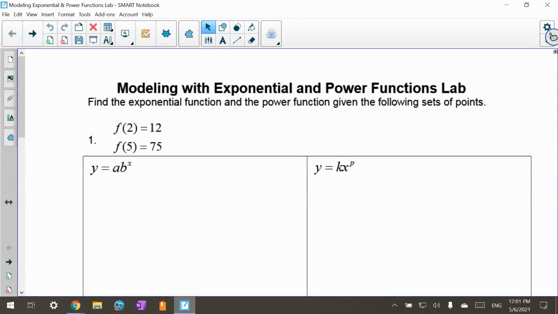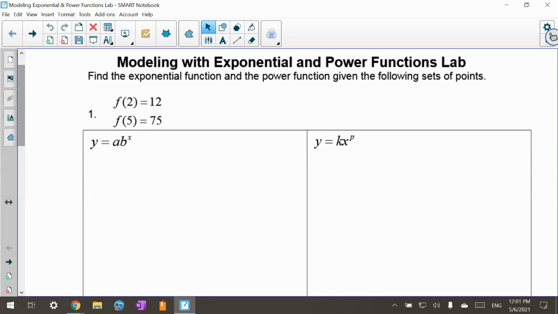Okay, this video is for my pre-calculus class, and we're modeling with exponential and power functions. This is the lab we're talking about. In our new unit, we've been talking about power functions, and the best way to learn how to find power functions, if I give you a couple points, is to find the exponential function that we used to do and then compare it with how we would find a power function given these points.